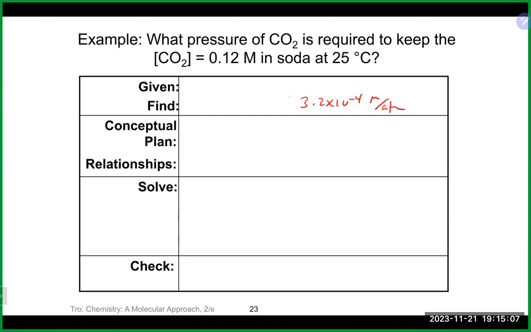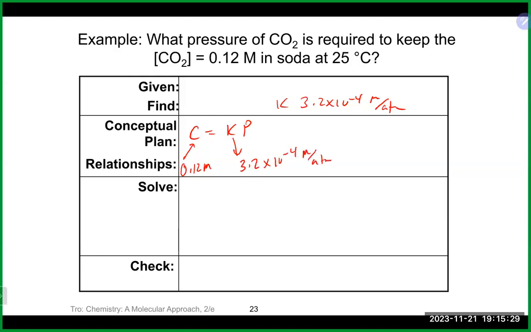Over atmospheres is our constant. So our C is equal to K times our pressure. In this case, we have our concentration, which is 0.12 molar. We obviously just looked up our specific Henry's law constant here.